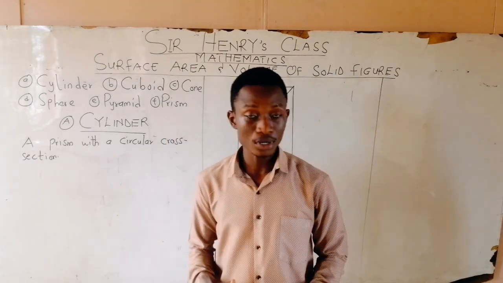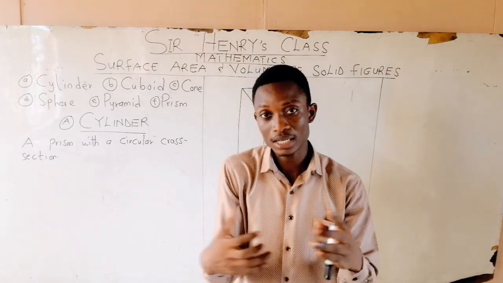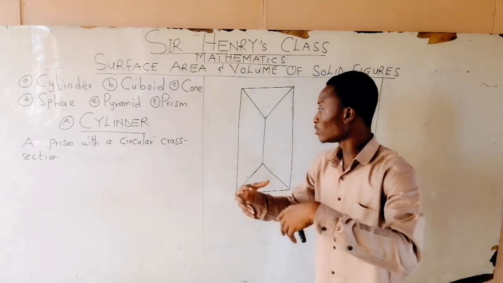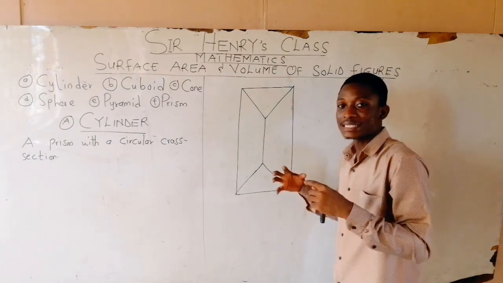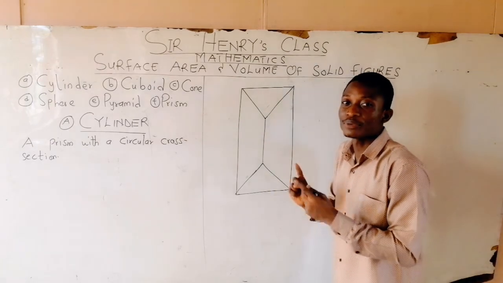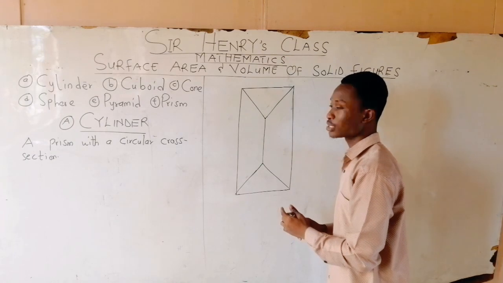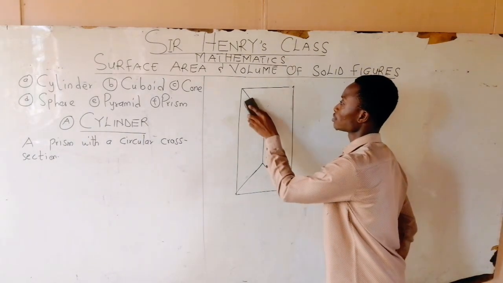When we say a cross section, it is the shape obtained by the intersection of a solid figure. So looking at this shape, there are two shapes that are intersecting to give me a prism. And what are these shapes? The triangular shapes.